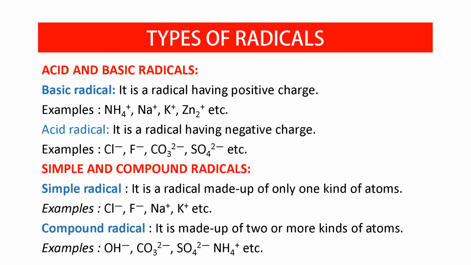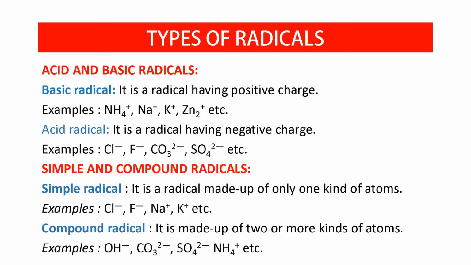Now we come to the next topic, types of radical. There are two types of radical, acid radical and basic radical. So what is a basic radical? A basic radical has a positive charge. The radical which has a positive charge, we call a basic radical. For example, ammonium ion, sodium ion, potassium ion, zinc ion, etc. These are all basic radicals. This is the basic definition: a radical which has a positive charge is called a basic radical.